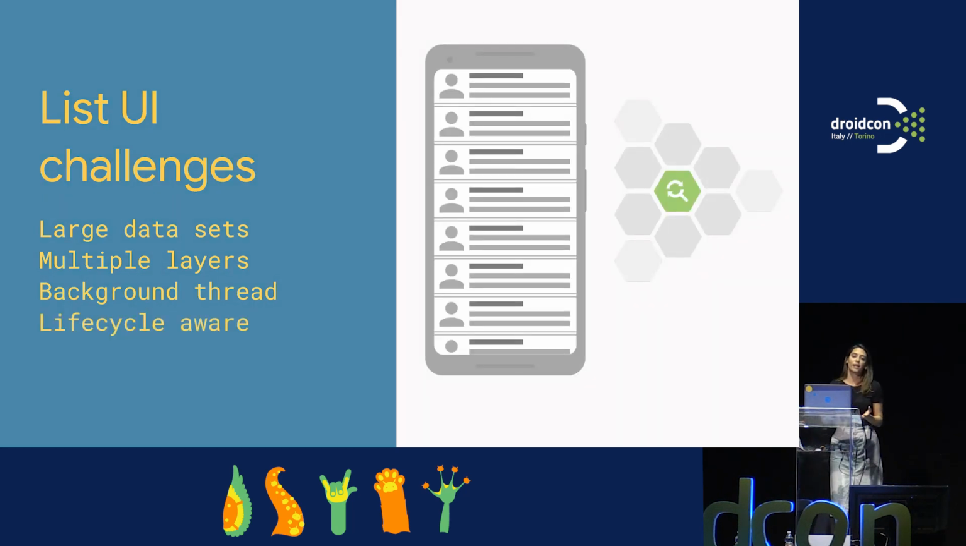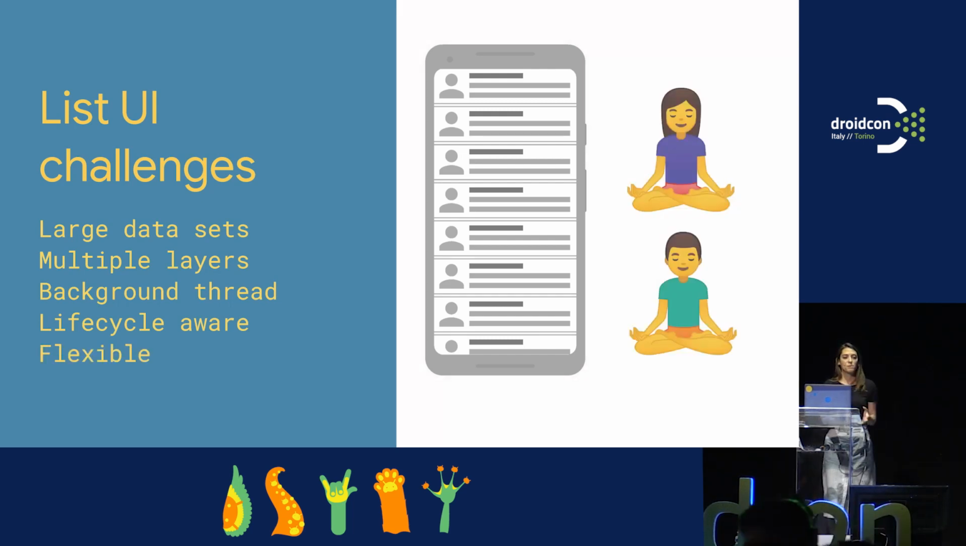Next, we want to be lifecycle aware, because we should only request more data from the database or the backend if the user is actually looking at a screen that has a list. If our application is in the background or there's another activity opened, we need to make sure that our lists are lifecycle aware, that we're not requesting too many things. And next, we want to make sure that we're flexible. We want a library or a solution for handling paging, for handling list UIs, that applies to different ways of getting the data, of handling the data.